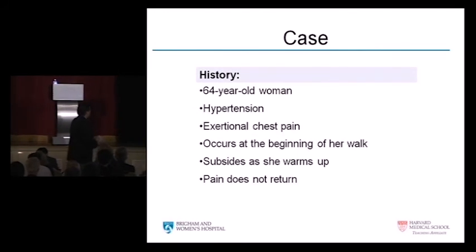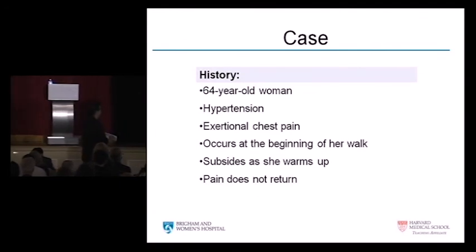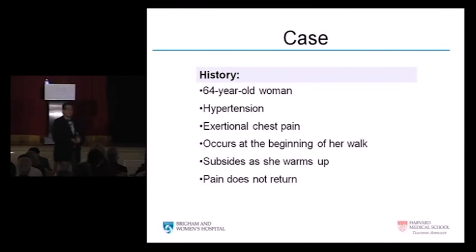So we'll start with a case. This is a 64-year-old woman who's hypertensive, only hypertensive, really no history of coronary artery disease. And she has chest pain that occurs at the beginning of her walk, subsides as she warms up, but she still comes into the ED and gets admitted for this chest discomfort.